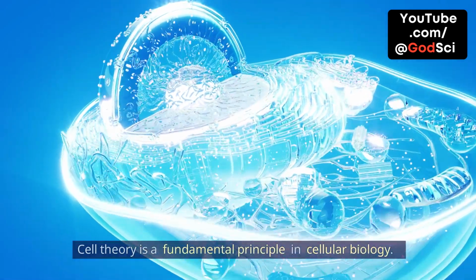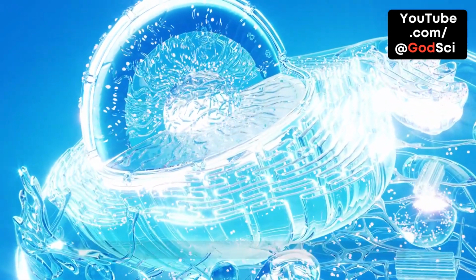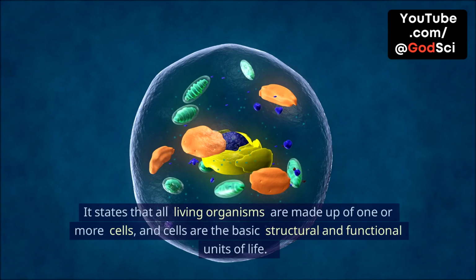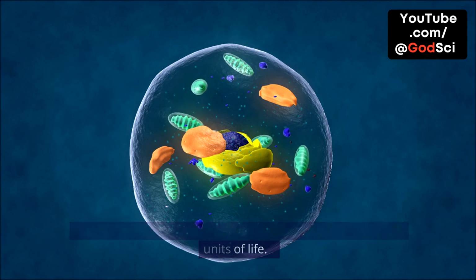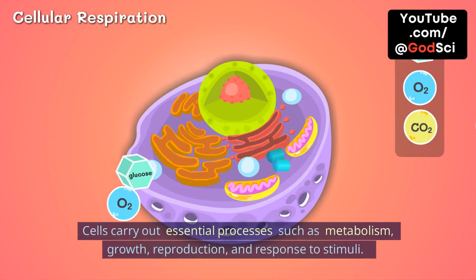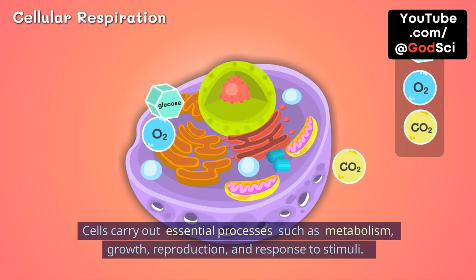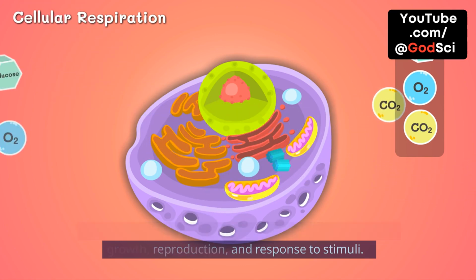Cell theory is a fundamental principle in cellular biology. It states that all living organisms are made up of one or more cells, and cells are the basic structural and functional units of life. Cells carry out essential processes such as metabolism, growth, reproduction, and response to stimuli.